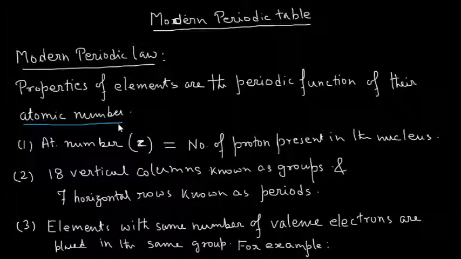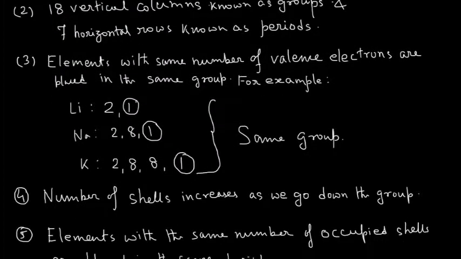Now, what are the characteristics of the modern periodic table? First, atomic number, denoted as Z, is equal to the number of protons present in the nucleus. Second, there are 18 vertical columns known as groups and 7 horizontal rows known as periods in the modern periodic table. Third, elements with the same number of valence electrons are placed in the same group.